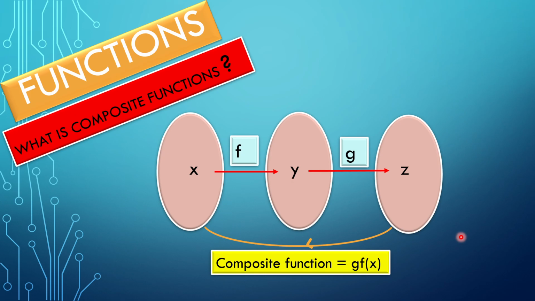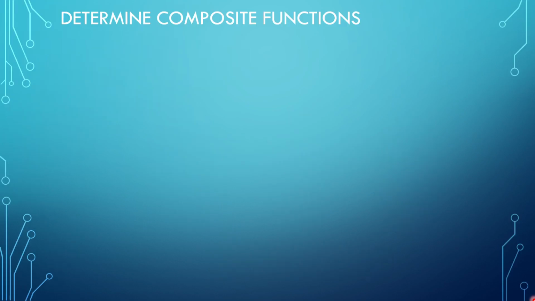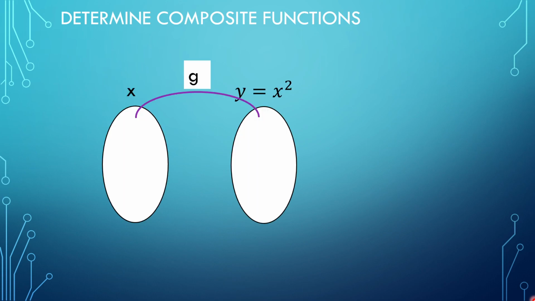In this video, you will learn what is a composite function and how to find them. Determine composite functions. Okay, let's say you are given two sets. Here the first set is the object, the second set will be the images or the codomain.